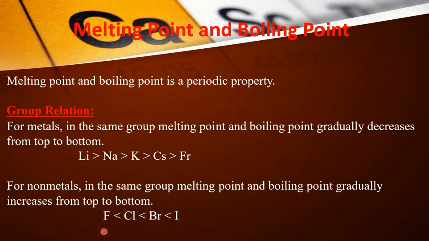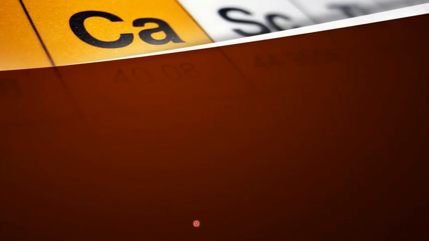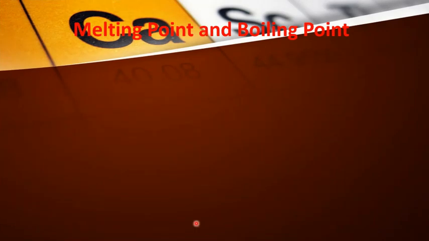Dear students, you know fluorine and chlorine are gaseous. Bromine is liquid, and iodine is solid. That means melting point and boiling point gradually increase from top to bottom. So melting point and boiling point in the group is different for metal and non-metal. For metal, melting point and boiling point gradually decrease from top to bottom, and for non-metal, melting point and boiling point gradually increase from top to bottom.